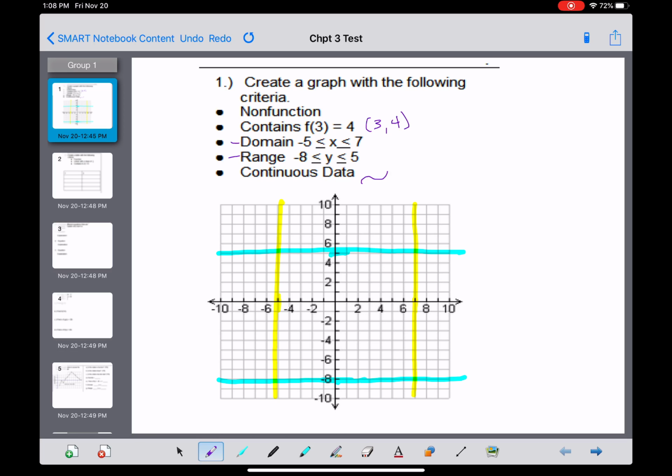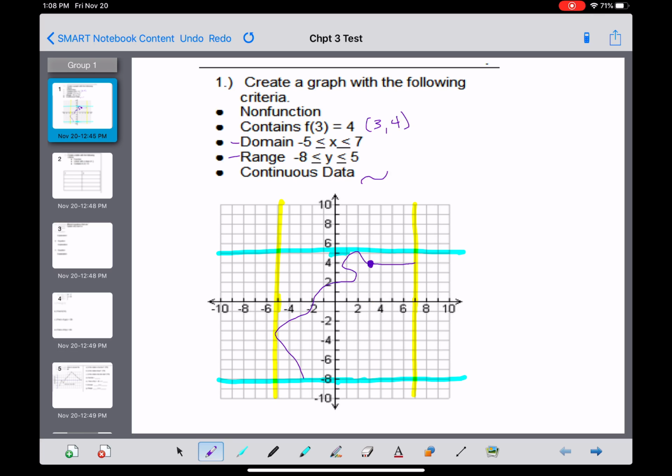Next, I'm going to make sure that the coordinate (3, 4) is included in my graph as well. It needs to connect, so I can't pick up my pencil at all. And I also need to make sure that it would fail my vertical line test. So I'm just going to go from the right-hand side, go through my coordinate, maybe loop back so I fail my vertical line test, and comes back down.